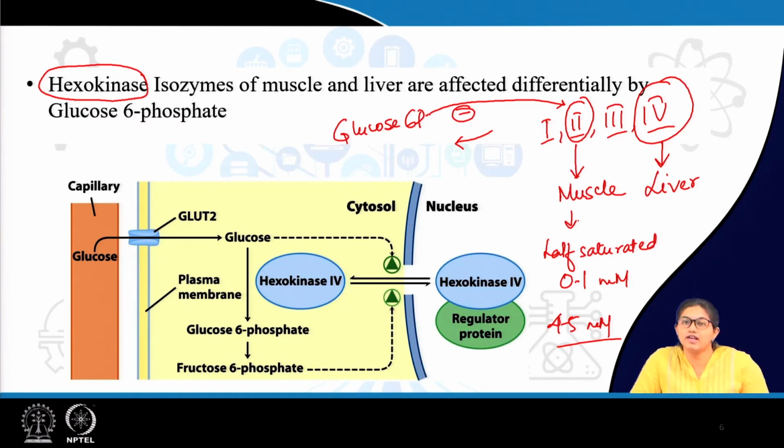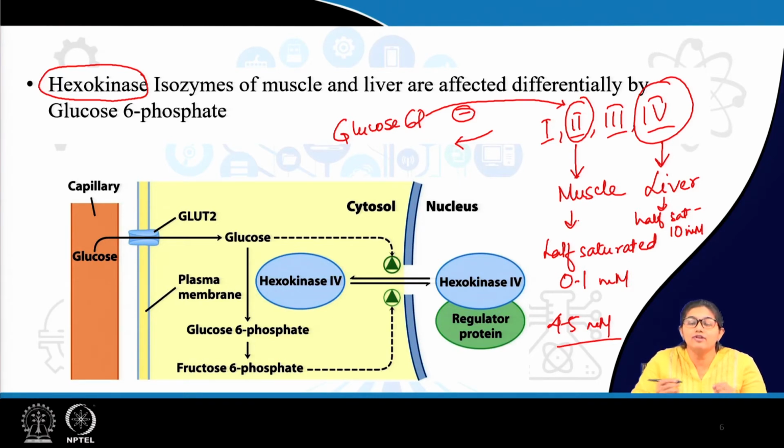But in case of the liver isoenzyme, that is hexokinase type 4, it acts differently. The affinity towards glucose for hexokinase 4 is low in comparison to the isoform 2, and it is half saturated at the concentration of 10 millimolar glucose. So, basically these enzymes are mostly activated after a meal when the blood glucose level is much higher.